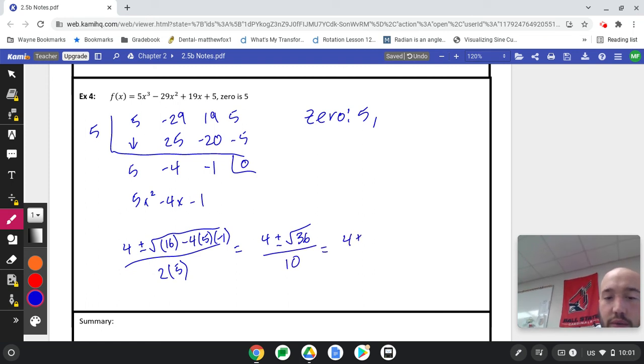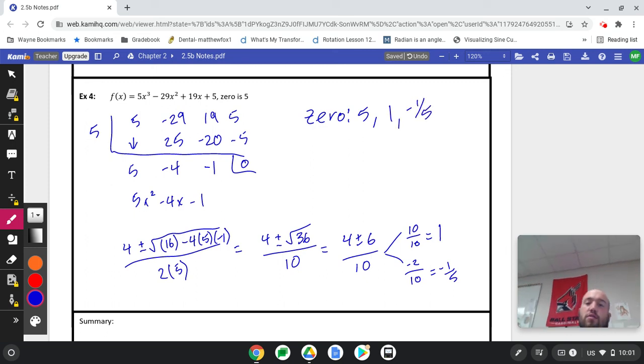So 4 plus or minus 6 over 10. And that's going to become 4 plus 6, so 10 over 10, which is 1. And 4 minus 6, negative 2 over 10, which is negative 1/5. And those are our 3 answers.